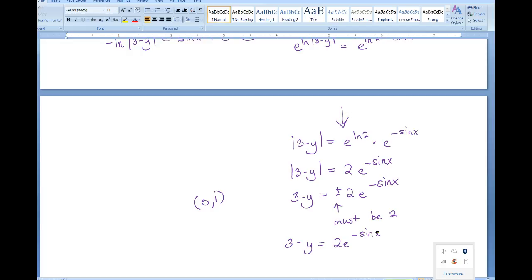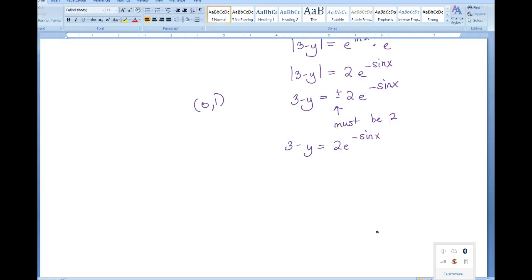But it was fun. Solve for y. What do we have to do? Move the 3 over, divide by -1. Or just move the y over. Great. Either way, it's 3 minus 2e to the negative sine x.